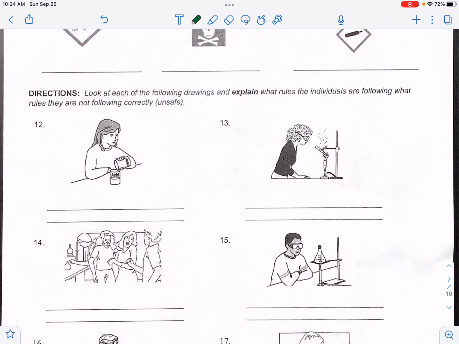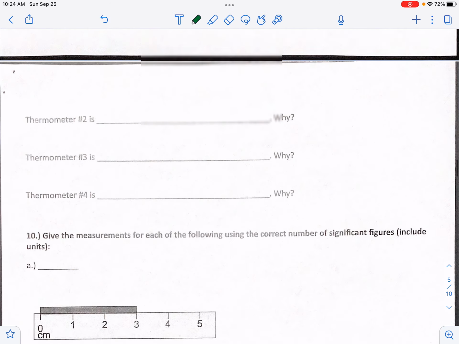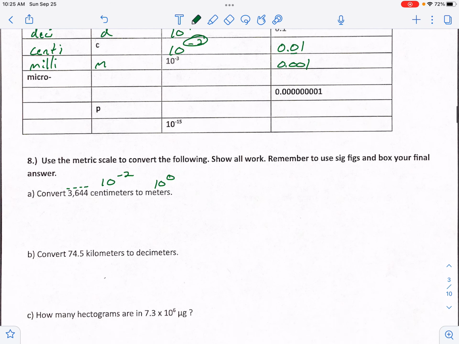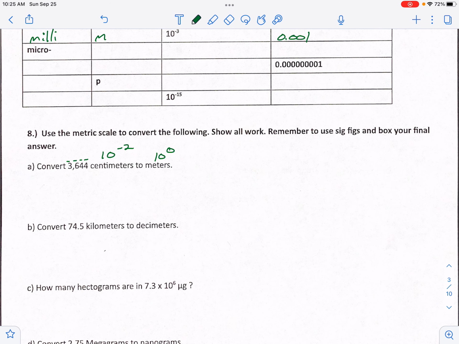Okay, so that means I am going to go to the left. Remember, you follow whichever you're trying to get to. I was trying to get to base, so I have to go left 2 times. So that's how far my decimal is gonna go. If I looked at 3,644, if I had a decimal, it would be right here. It's going to go to the left 2 times. So 1, 2. So my new answer is going to be 36.44 meters.